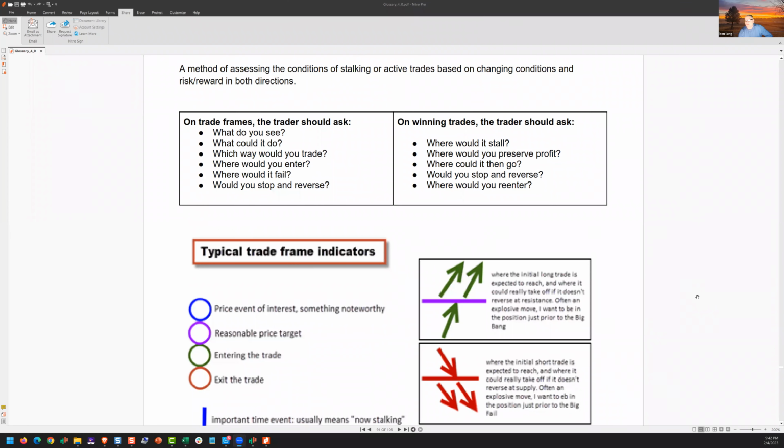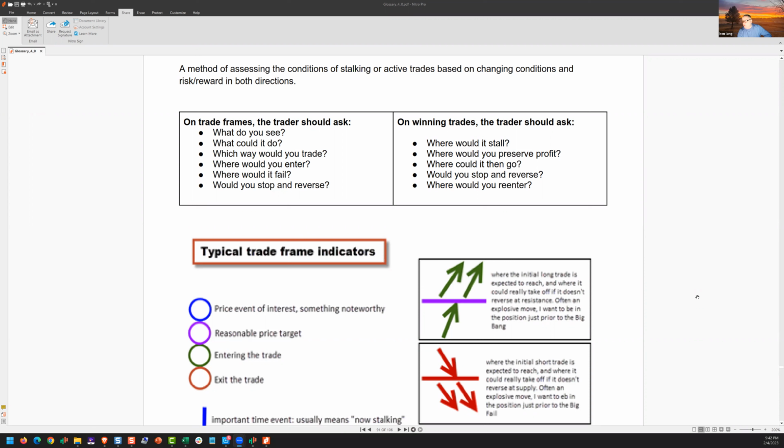All right, so in the glossary, standard questions to ask on every single trade frame. What do you see? What could it do? Which way would you trade? Where would you enter? Where would it fail? Would you stop and reverse?